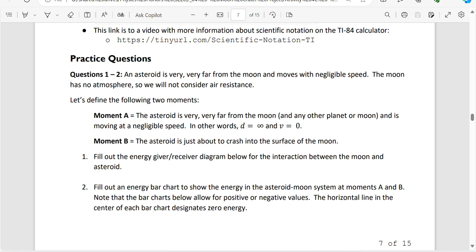Hey there, folks. In this video, we are going to go through a few of the practice questions from our universal gravitation handout. And so this is page 7 on that handout. And question 1 through 2, here's the scenario.